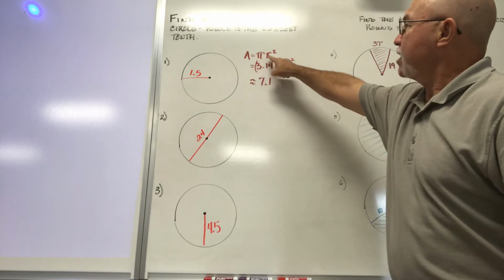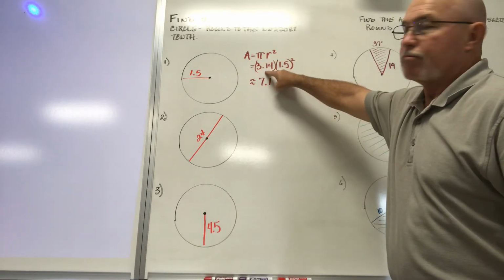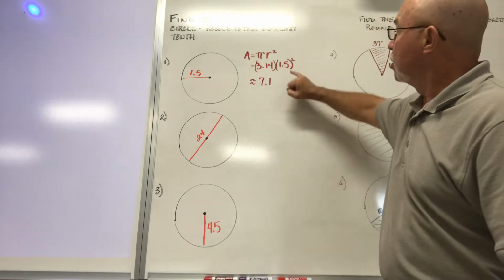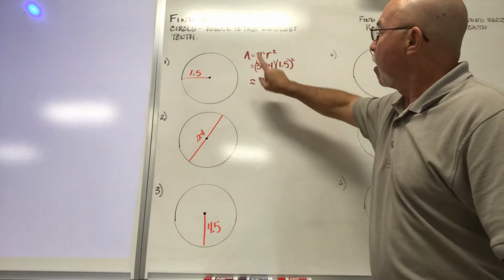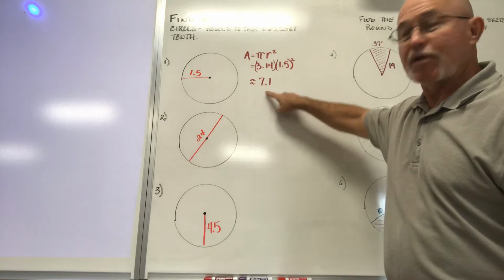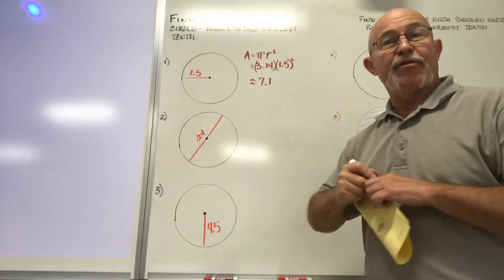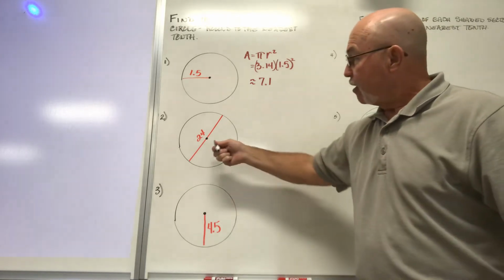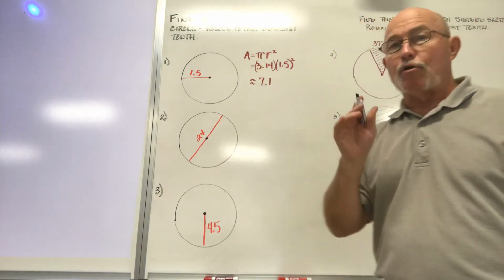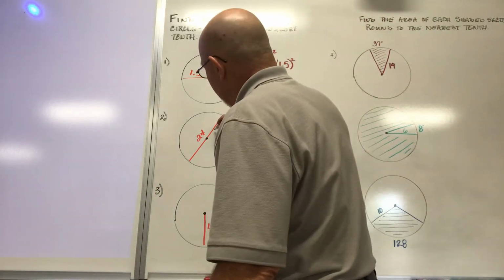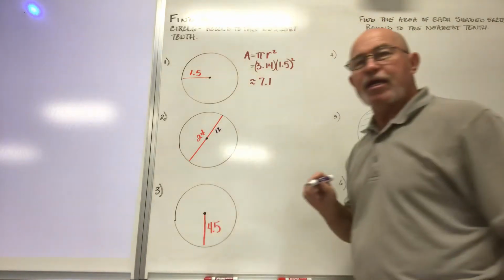Area is pi times radius squared, 3.14, or whatever your calculator approximates it to, 1.5 squared. Plug in, it's approximately 7.1. That's it. Here's another example of what we're looking at. This time we're given the diameter. Remember the diameter is 2 radii, so we're looking here at 12 for the radius.